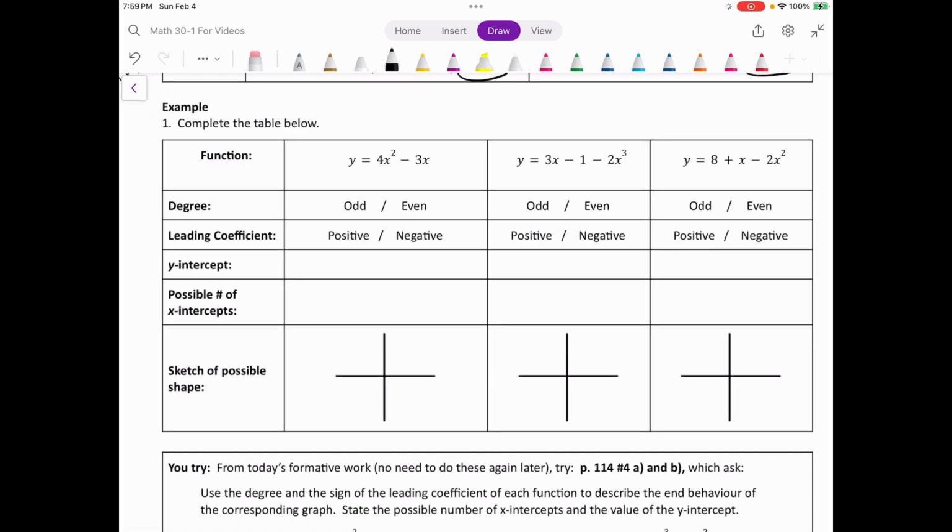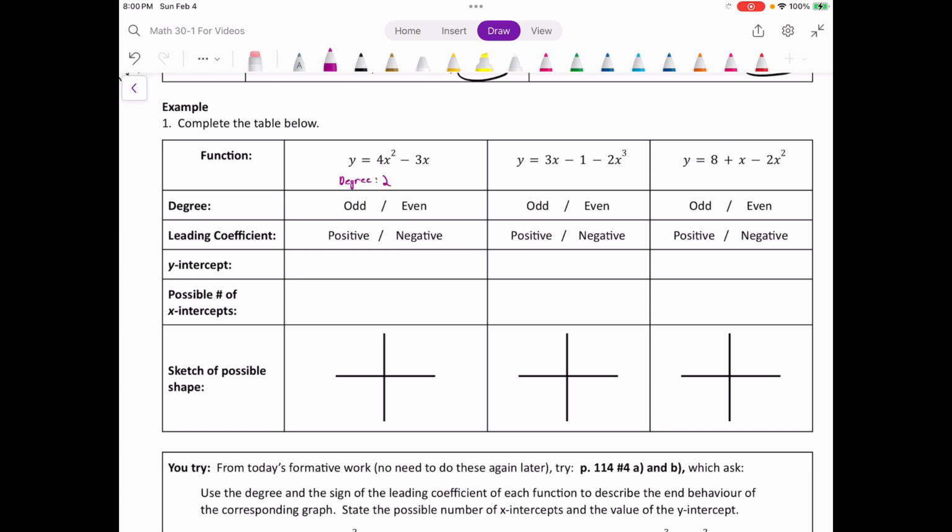Okay, let's try putting together some of these skills now and see if from the function we can come up with a sketch of the possible shape and pick out some of the key characteristics, okay? So let's start with this one. y equals 4x squared minus 3x. First thing it asks us is the degree. So what is our degree? Well, highest exponent on x is 2. So our degree is 2.